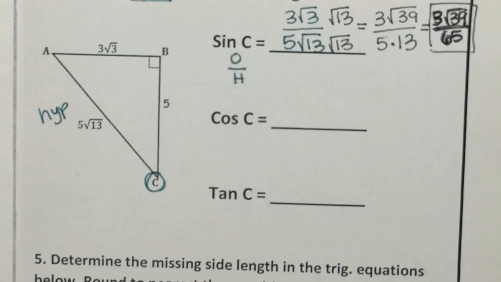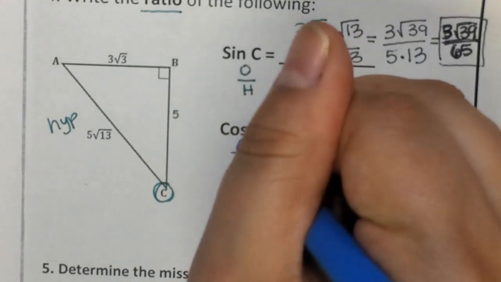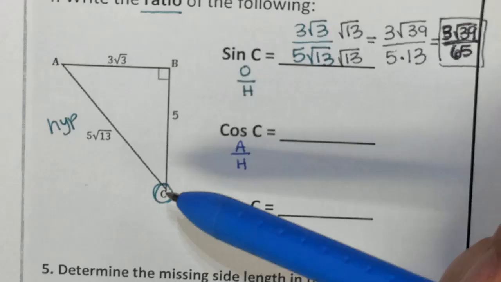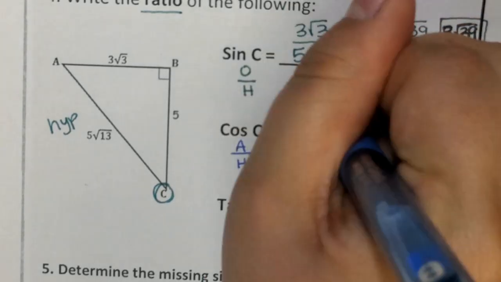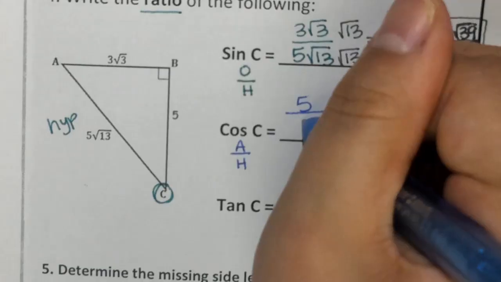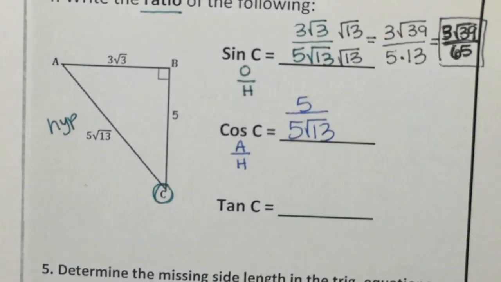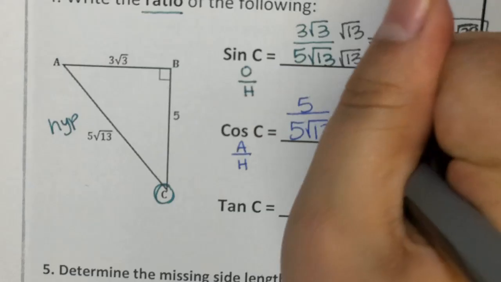Cosine. Cosine is what? CAH, adjacent over hypotenuse. What is adjacent to C? 5. What is the hypotenuse? 5 root 13. Is that acceptable? No. What do I need to do? Rationalize.